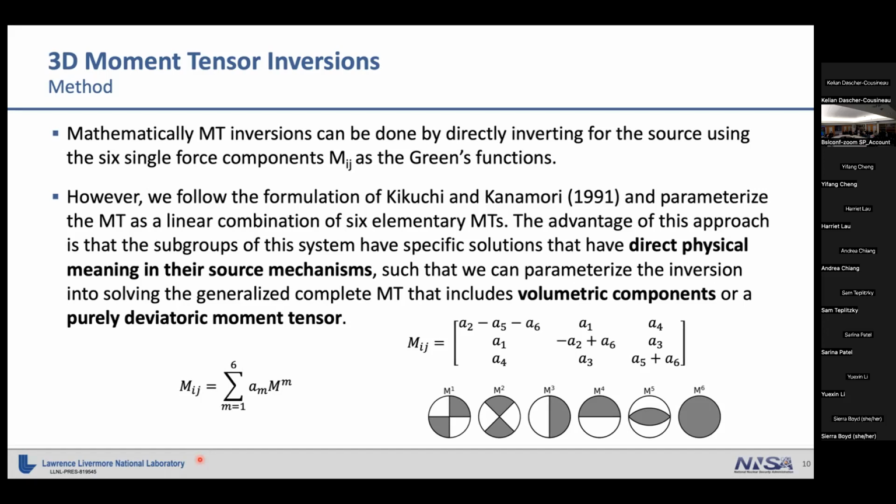We can use this for 3D inversions. The advantage of this approach is that each of the subgroups of the system has a specific solution with a direct physical meaning. It also allows you to separate deviatoric and isotropic components, instead of just directly inverting for the 6 single force components, where you always have to do the complete moment tensor. Here is the equation of the moment tensor weighted by the elementary Green's functions, and these are the 6 elementary moment tensors used for the inversion.